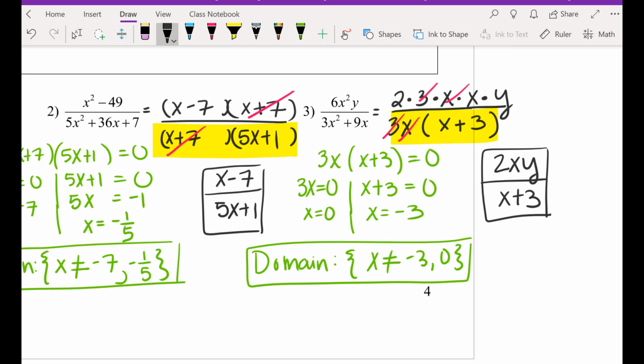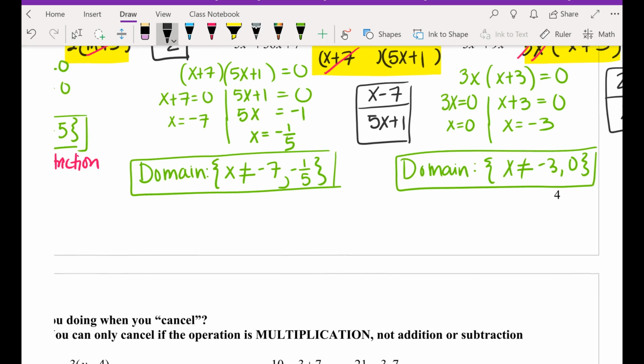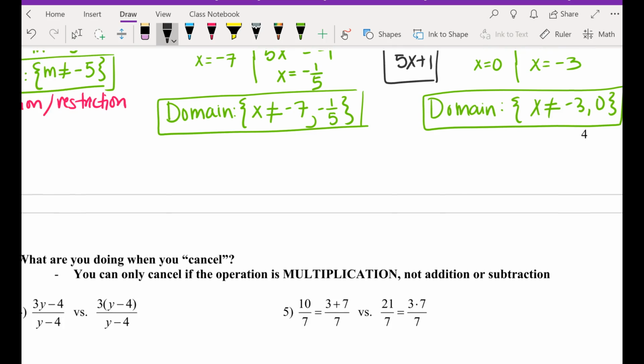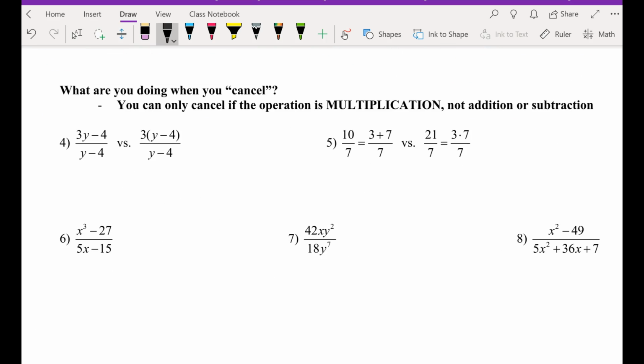If I'm going too fast, let me know, okay? Okay. Next one. So this one, it's really talking about when you can cancel and when you can't. Okay. What are you really doing when we are using the word cancel?